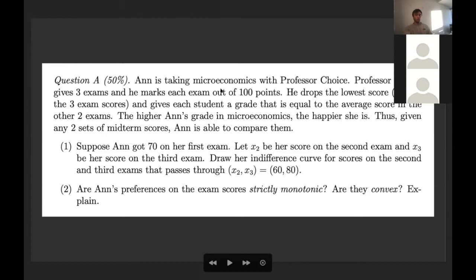And at the same time, we have everything else that we need up here to figure out what we're going to do. We'll combine that with part 1. So suppose Anne got 70 on her first exam. And we're just going to denote first exam as X1, or excuse me, second exam as X2, third exam as X3. And we're going to draw her indifference curve for the scores on the second and third exams, given that it passes through these scores. So we also know that she got a 70 on her first exam, 60 on her second, and an 80 on her third. So I'm going to switch over to the answer here if I can figure that out. Here we go.